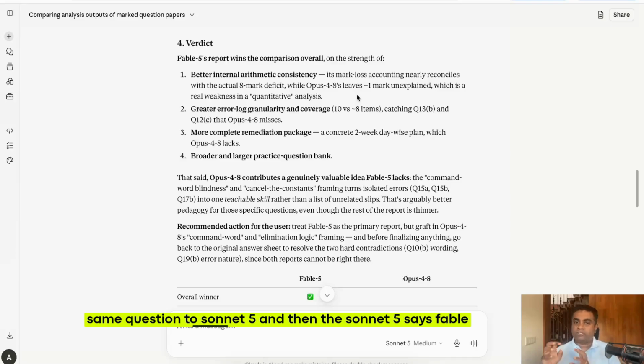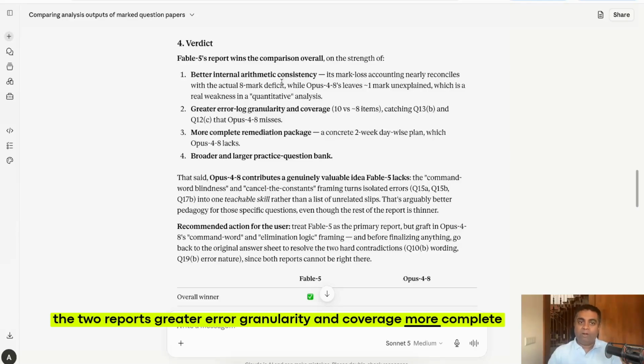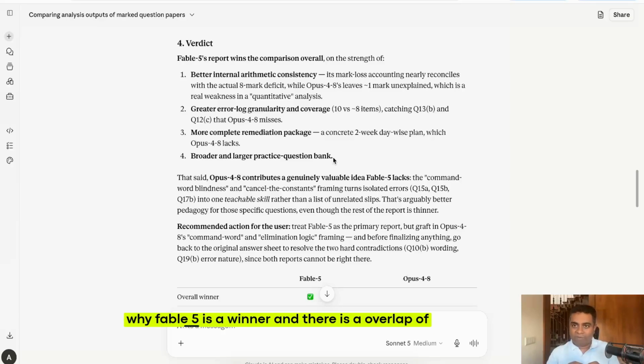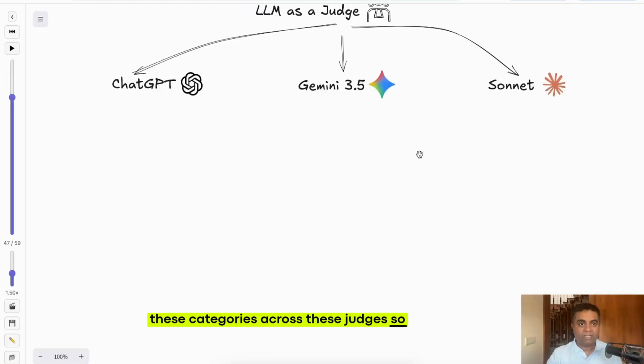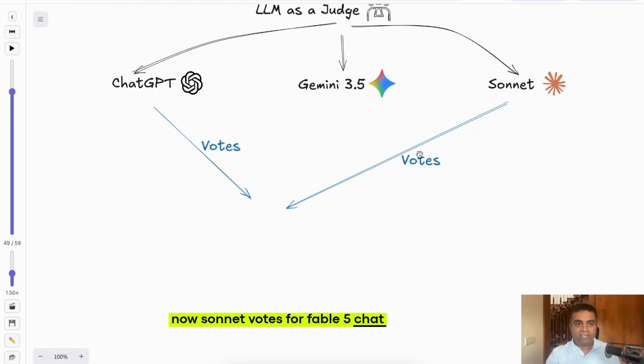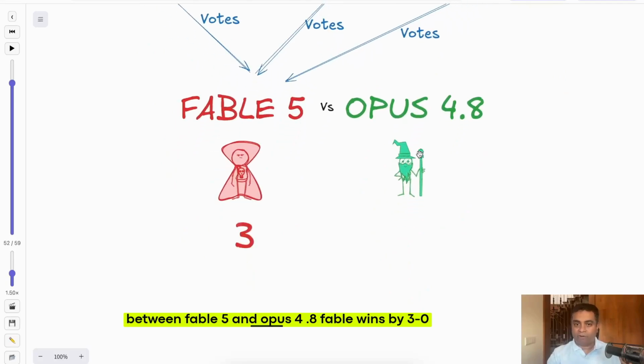The same question to Sonnet 5, and Sonnet 5 says Fable 5 has better internal arithmetic consistency between the two reports, greater error granularity and coverage, more complete remediation package, and a broader and larger practice bank of questions. Gemini, ChatGPT, and Sonnet have all clearly categorized why Fable 5 is a winner, and there is an overlap of these categories across these judges. So now Sonnet votes for Fable 5, ChatGPT votes for Fable 5, Gemini votes for Fable 5. So between Fable 5 and Opus 4.8, Fable wins by a 3-0 margin.